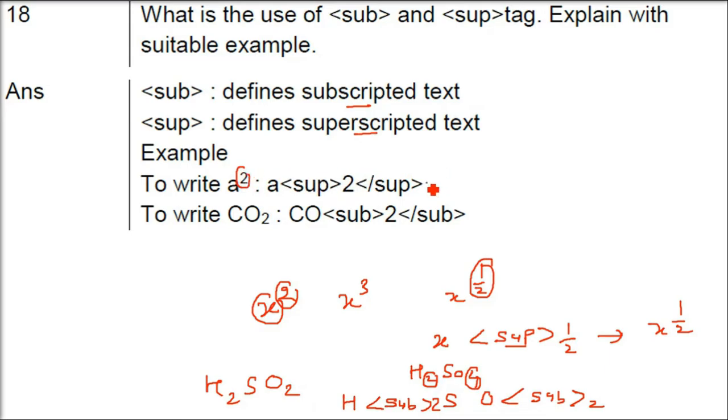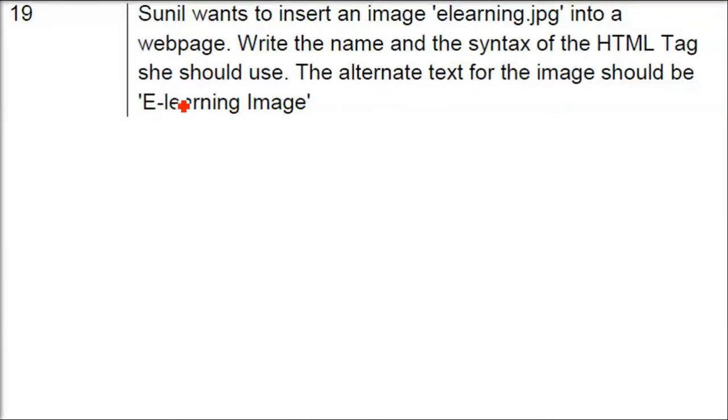I'll give you this example which they have given. A square is A sub 2, and CO2 is CO and after that sub. And sub and sup, you have to close them also. They are container tags.